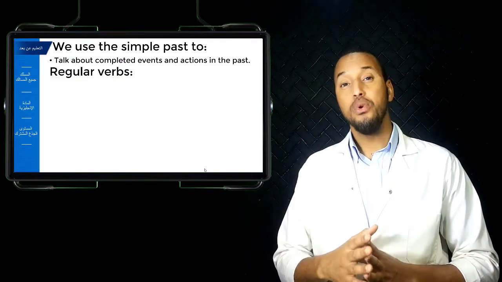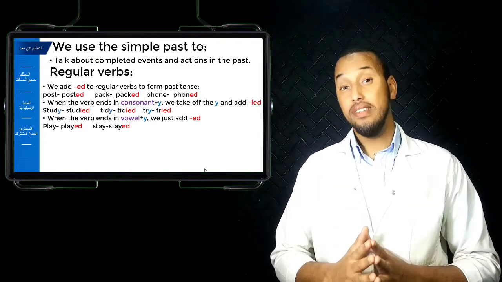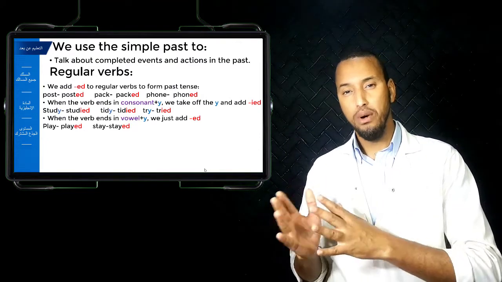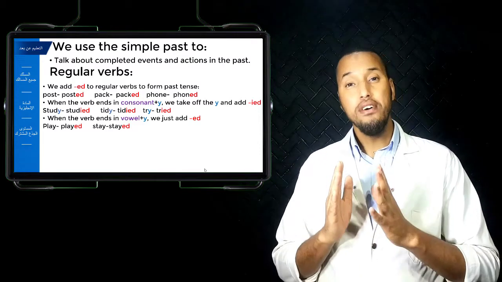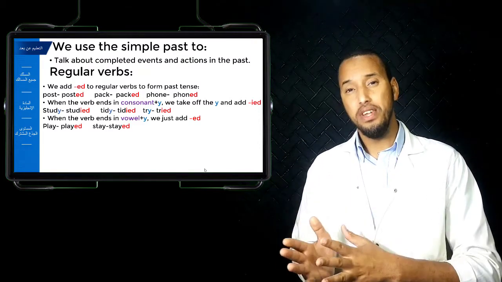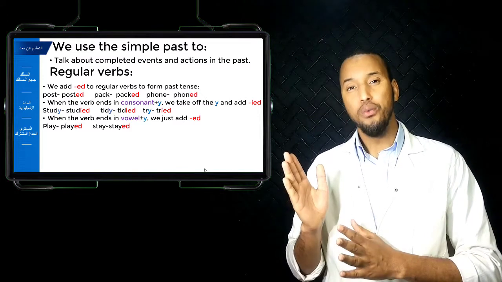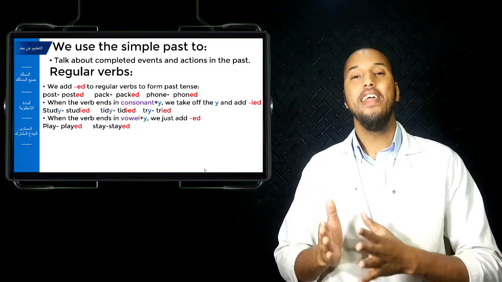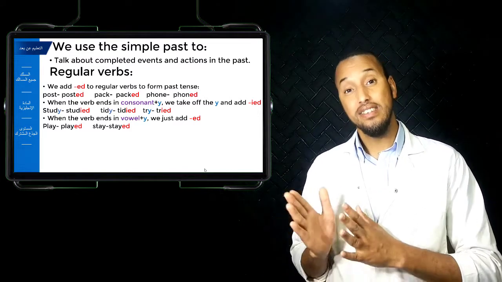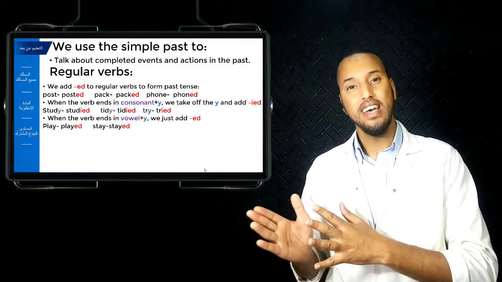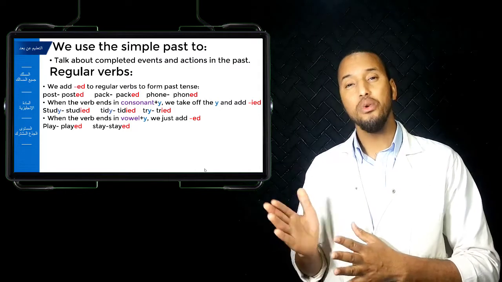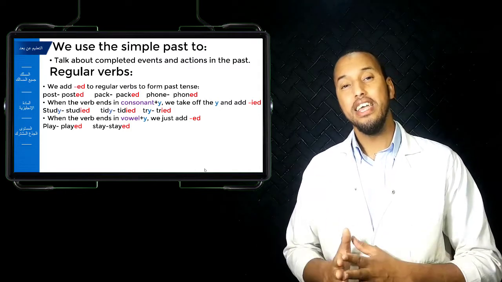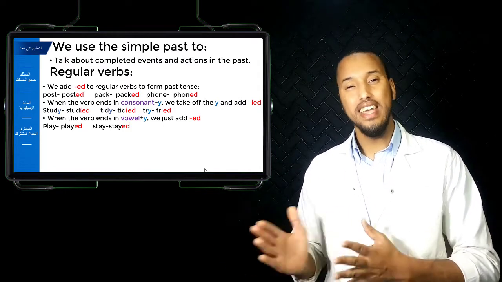For regular verbs, we add ed to form the past tense. Post, posted. Pack, packed. Phone, phoned. When the verb ends in a consonant plus y, we take off the y and add ied, like in study, studied. Tidy, tidied. Try, tried. When the verb ends in a vowel plus y, we just add ed, like in play, played, stay, stayed.